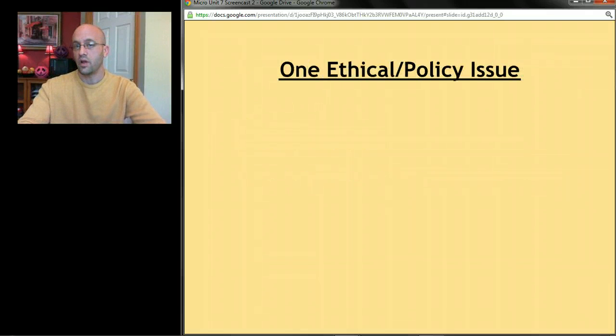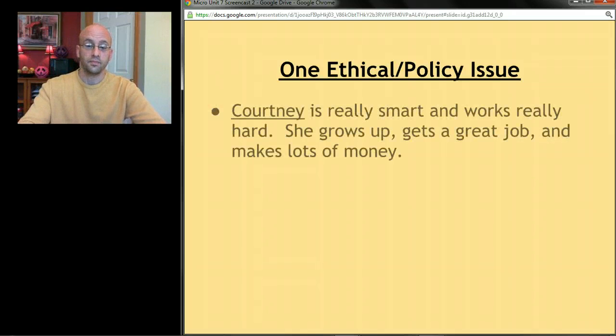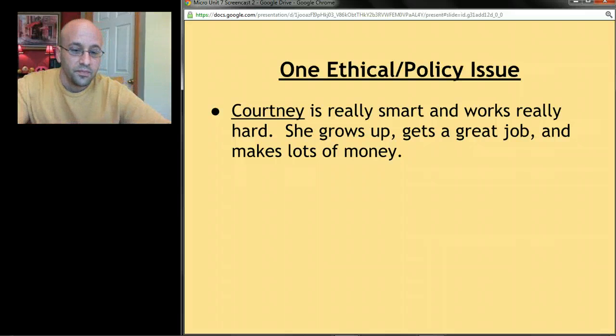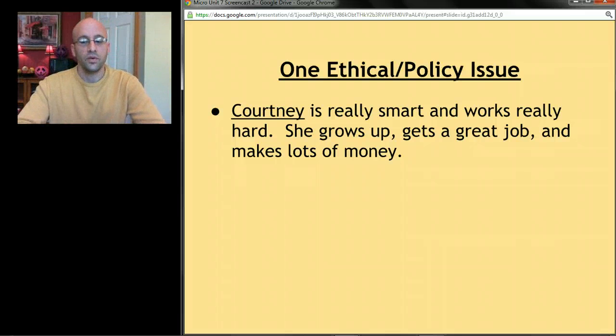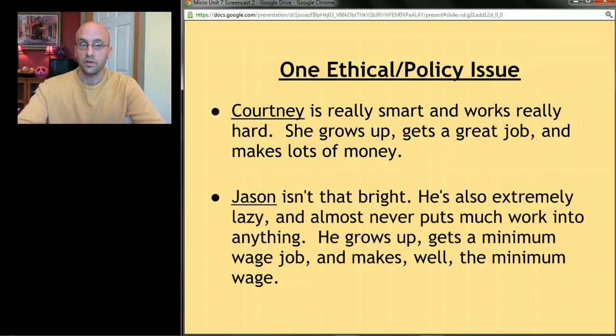Now this brings up one ethical policy issue among many that you might come across in this unit. I'll give you an example. Let's say that there's someone named Courtney who's really smart and works really hard. She grows up, she gets a great job, she makes lots of money. Let's say there's someone else named Jason who isn't that bright. He's also extremely lazy and almost never puts much work into anything. He grows up, gets a minimum wage job, and makes the minimum wage.